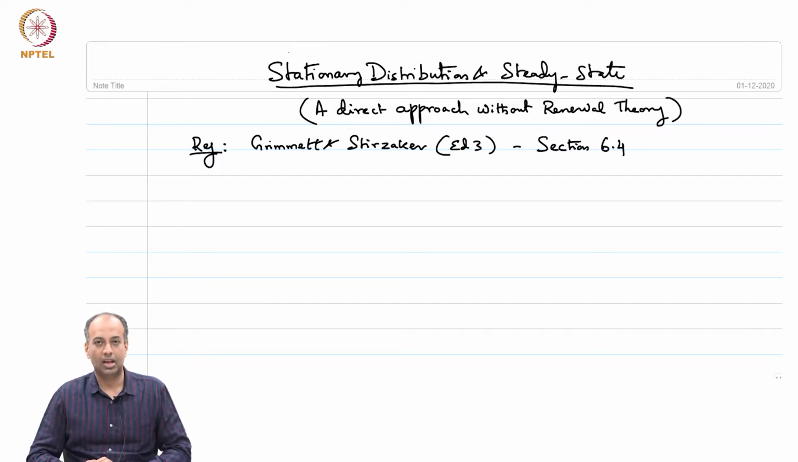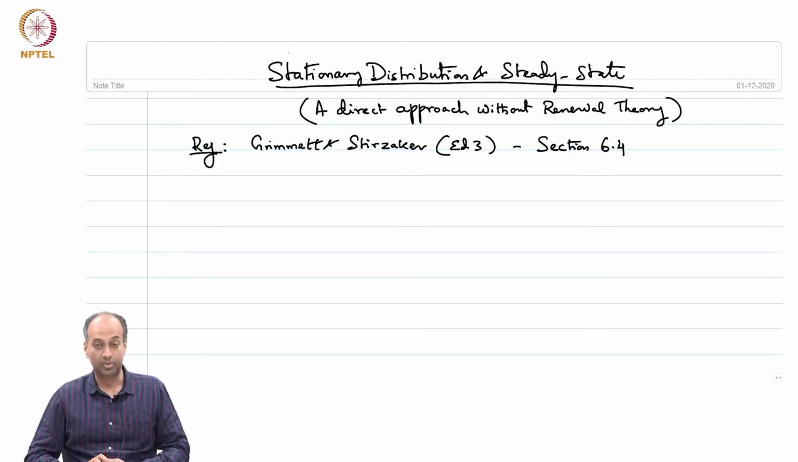Welcome back. Till the last module, we discussed stationary distribution and steady state behavior of countable state Markov chains using renewal theory. We used renewal reward theory to interpret the steady state probability pi_i as 1 over T_ii, which is the expected recurrence time. We also used Blackwell's theorem to prove that P_ij^n converges to pi_j if you have an irreducible aperiodic positive recurrent Markov chain.